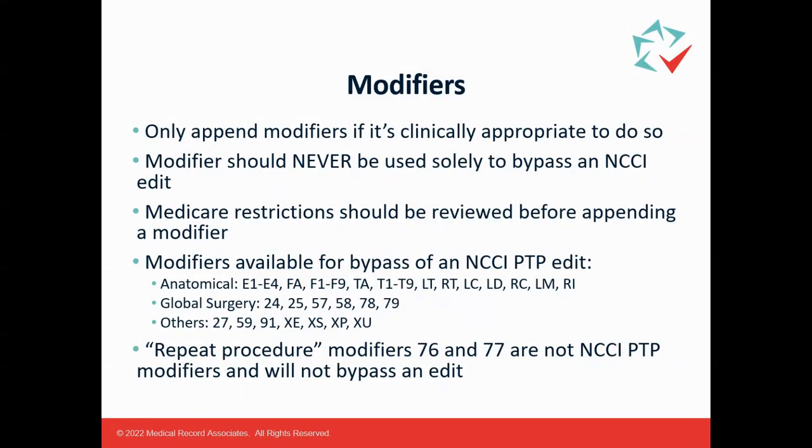These are the modifiers available to bypass an NCCI PTP procedure-to-procedure edit. I'm not going to read all of those out for you, but those are the reportable modifiers. The two repeat procedure modifiers, 76 and 77, are not NCCI PTP modifiers. They will not bypass an edit for you.